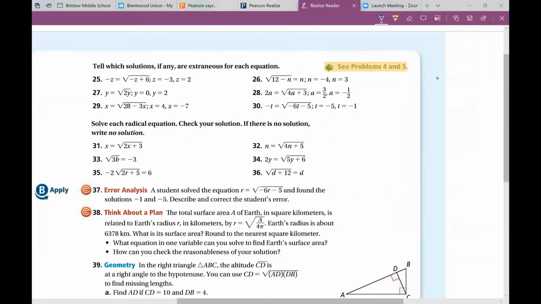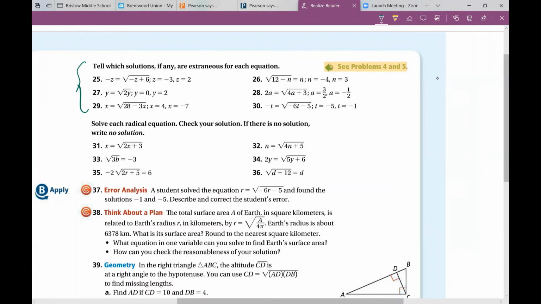On the next page, you have some problems in this section that ask you to decide whether any of the answers are extraneous for each equation. What extraneous means is that if you plug them in, they will not equal each other on both sides of the problem. In other words, if you were to solve this problem and you got those two answers and they worked fine when you solved it, when you plug it in, they may not both work.